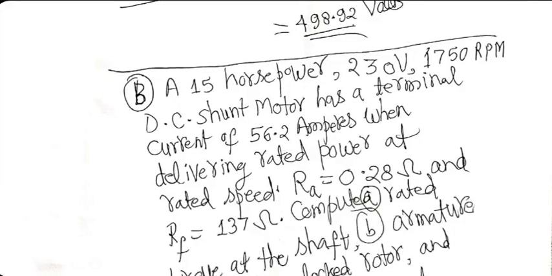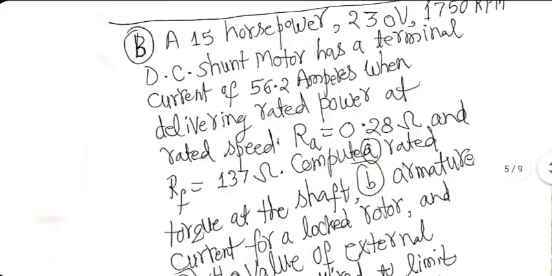230 volts, 1750 RPM, DC shunt motor. Okay, we know it's a shunt motor. It has a terminal current of 56.2 amperes when delivering rated power at rated speed. RA equal to 0.28 ohm and RF equal to 137 ohm. Compute the rated torque of the shaft being driven by this motor.